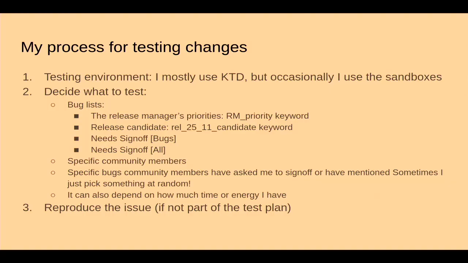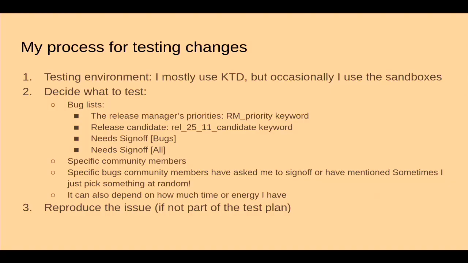Then I have to decide what to test, because when I looked this morning there were 200 and something waiting to be tested, so there's one or two. So I have a couple of bug lists that I keep as tabs in my browser. Some release managers have a keyword in Bugzilla saying release manager priority, so I look for any to be signed off there.